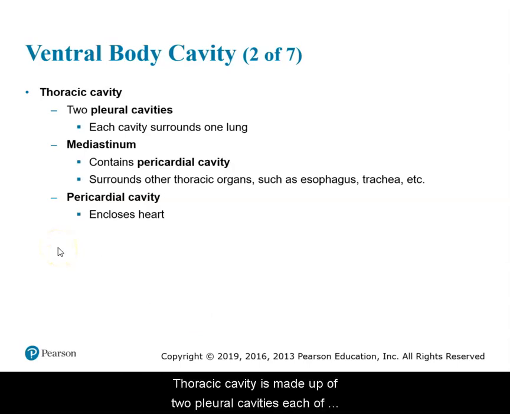The thoracic cavity is made up of two pleural cavities. Each of these pleural cavities surrounds one lung. We have the area known as the mediastinum that contains the pericardial cavity and surrounds other thoracic organs such as the esophagus as well as the trachea. The pericardial cavity is actually the cavity that will enclose and protect the heart.